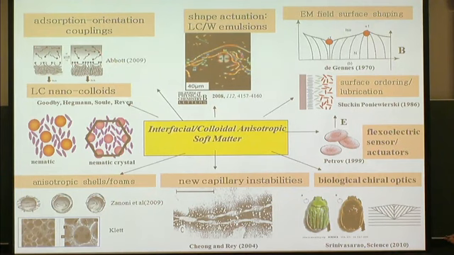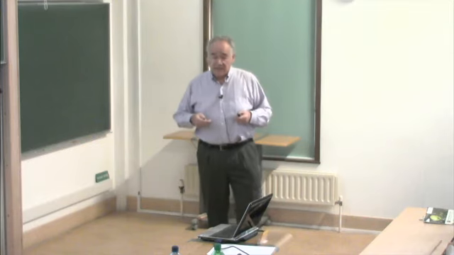So we have new types of absorption orientation coupling. If this is a liquid crystal-water interface, a cyanobiphenyl, and you load the interface with a surfactant, you can have orientation transitions from tangential to perpendicular. So you can manipulate surface layers by absorption. We have very exciting shape actuation. Again, using surfactant, you can do a liquid crystal fiber to droplet transition by increasing surfactant concentration.